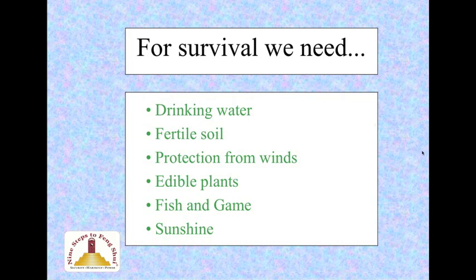So the Feng Shui masters, in addition to looking at a site and making sure that there's not going to be any pending catastrophes, would also look for things that we need. And the main things that we need for survival are drinking water, fertile soil, protection from winds, edible plants, fish and game, and sunshine. Drinking water, obviously, is something that we need to have plenty of in order to survive.